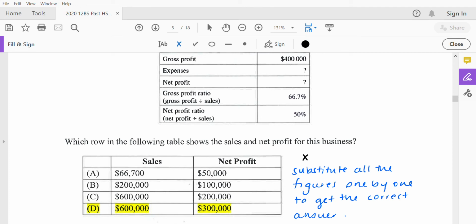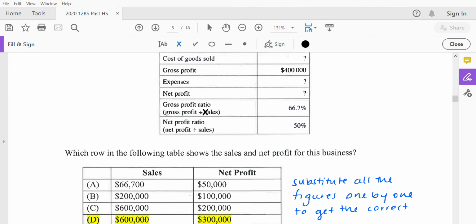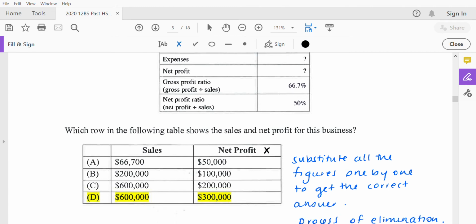Now with question 15, what you need to do here is substitute all the figures here one by one to get the correct answer. So it's a process of elimination. So we know that the gross profit divided by sales is the gross profit ratio. So we can work out what that is by substituting the sales figure firstly, because we have the gross profit number there. So the answer there is D.